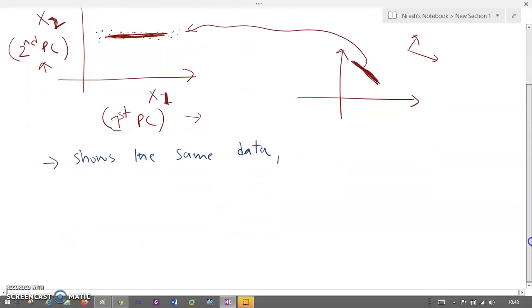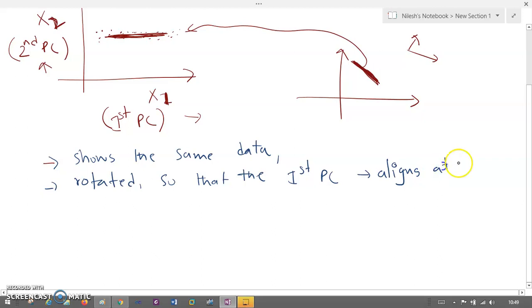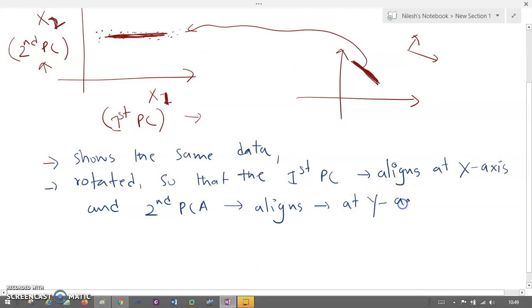And the second point, it rotated so that the first principal component aligns at the x-axis and the second principal component aligns at the y-axis. Okay, this is the thing that we want.